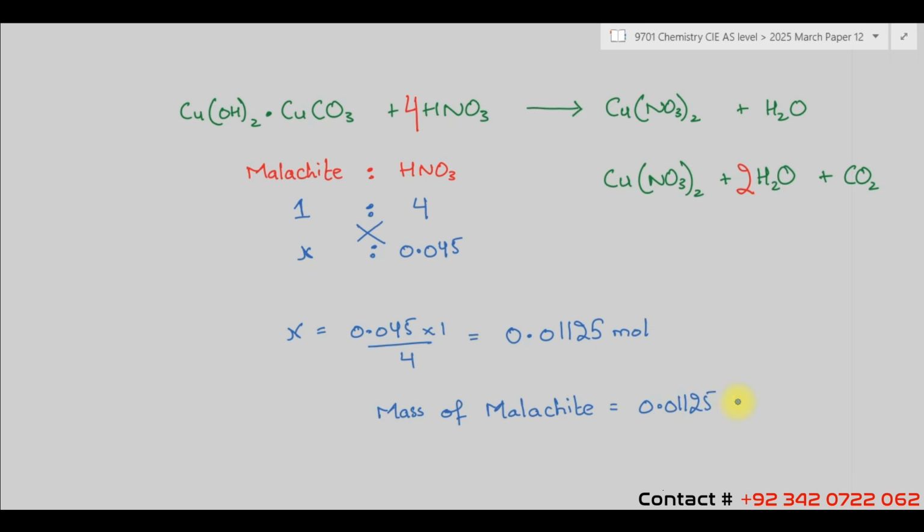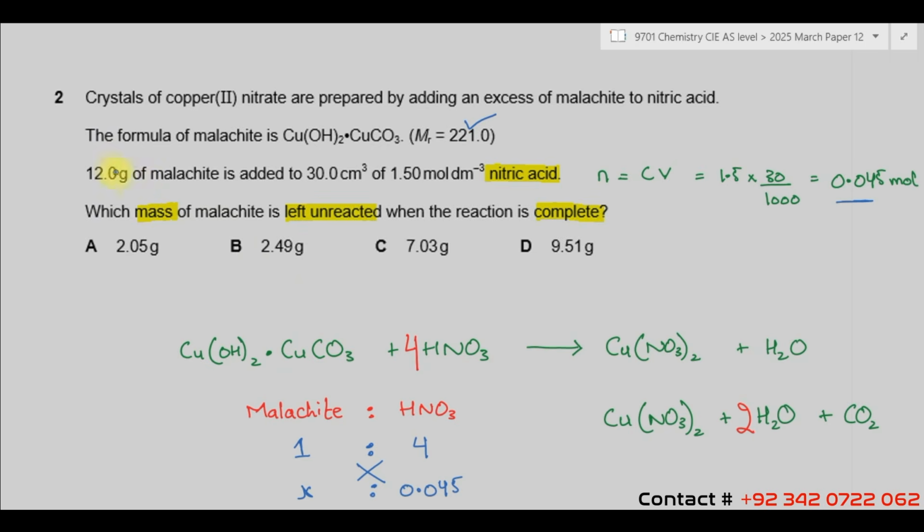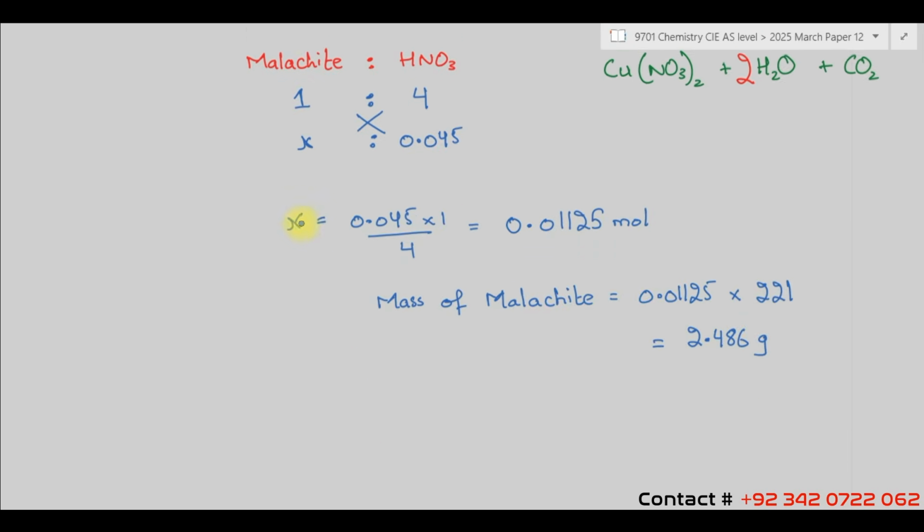This is moles. 221 is the Mr. So it comes equal to 2.486 grams. In the question, they said that 12 grams of malachite was actually used. Now we have to find out how much is left unreacted. So we can subtract this by the reacted amount.